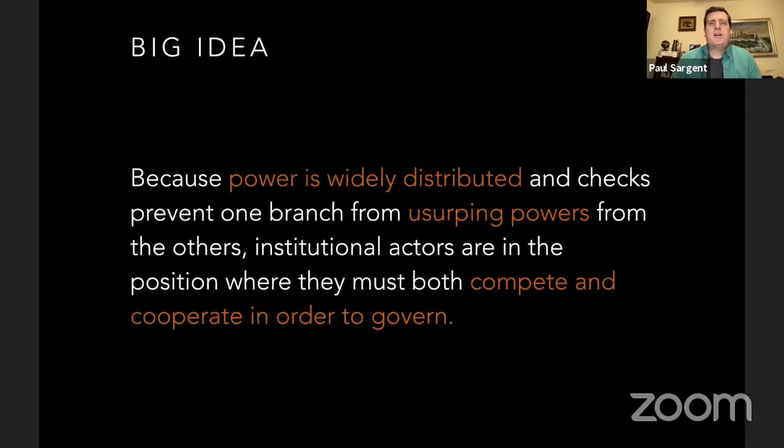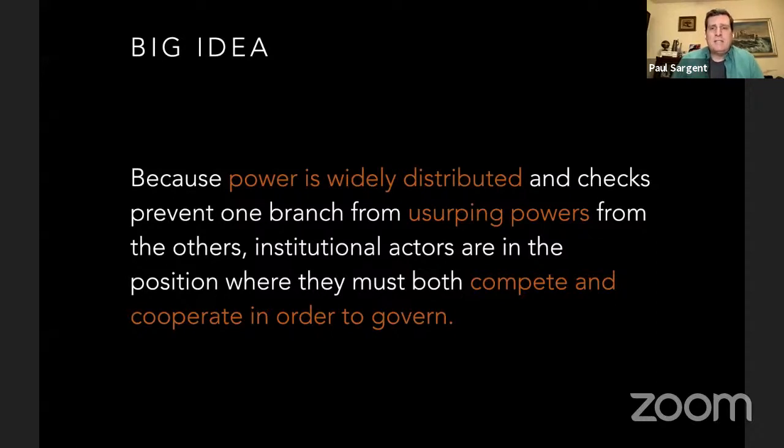All right, so I always like to start off with a big idea. Now, this big idea is the big idea that covers all of Unit 2. So you're going to see this tonight. You're going to see it tomorrow night when we go over the executive branch and the bureaucracy, and you're going to see it on Wednesday night when we go over the judicial branch. So just so that you know, you're going to be seeing this a few times. But the big idea comes straight from the College Board.